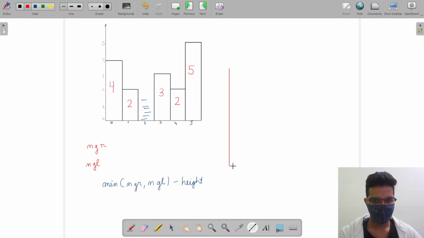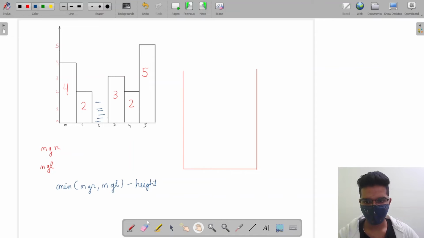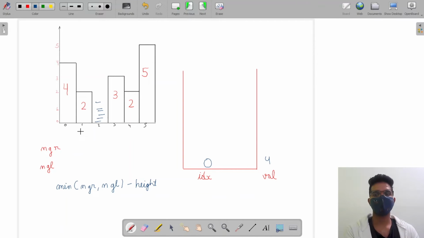Okay, so let me draw a stack for you. Perfect. So this is our stack. Here I'm going to store indexes as well as the value. Why index? Because we need to calculate the width as well. So first, at the 0th index, I'm going to push a value 4. I'm going to push until I see that the element height is greater. We are going to see.